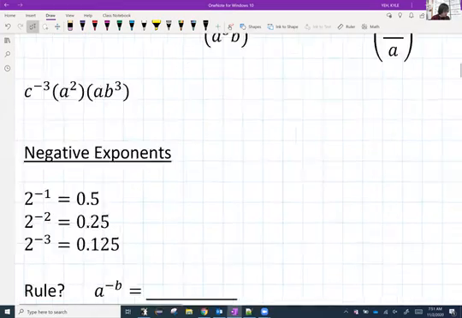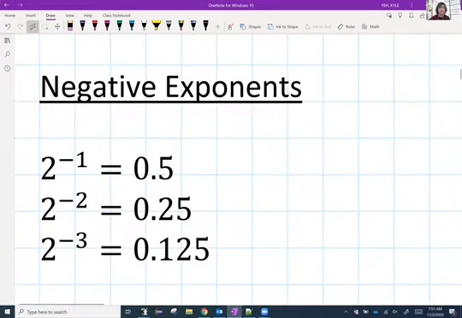So I'm going to start here with negative exponents. How do negative exponents work? Well, I have a couple things written there. 2 to the negative first power is the same as 0.5. 2 to the negative second power is the same as 0.25. 2 to the negative third power is 0.125.